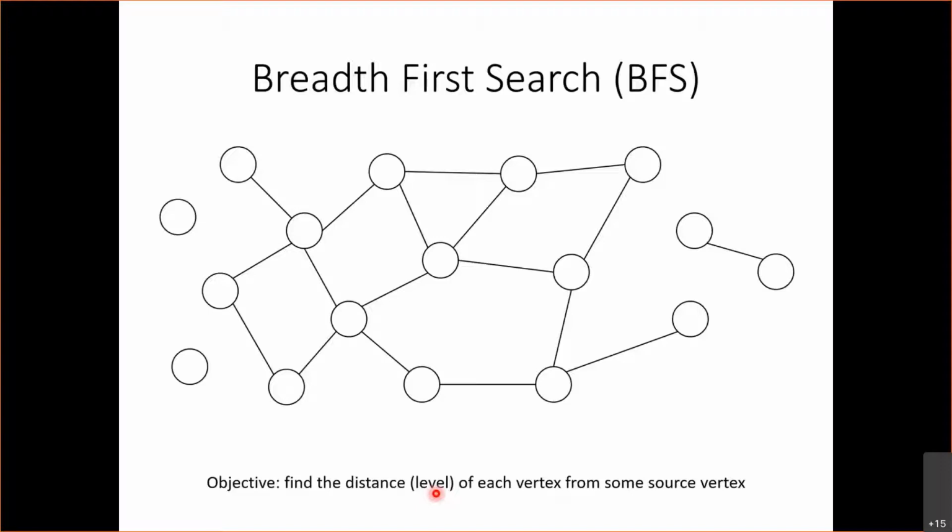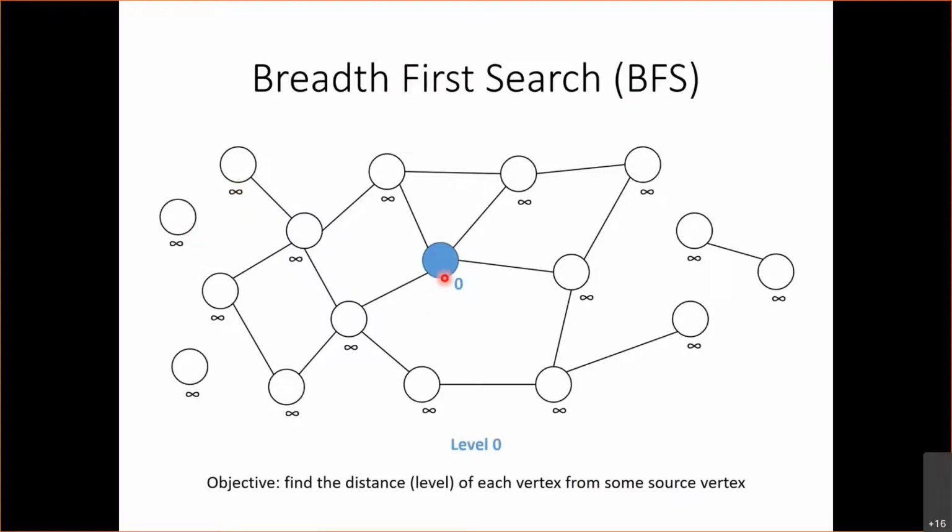Okay, so how does BFS work? We're going to start with some source vertex. Let's say this is my source vertex here. This source vertex is going to be level 0. And I would like to find the level of all the other vertices in the graph. I will initialize all the other vertices to have level infinity, which means that they're not reachable from this vertex.